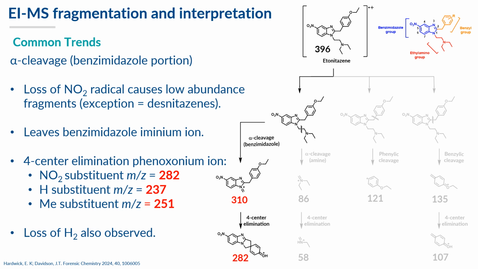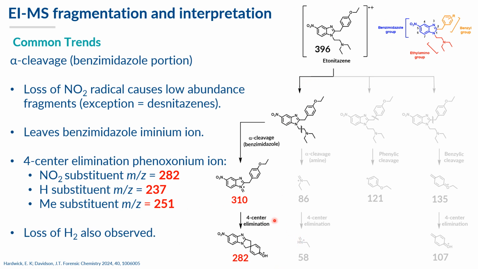If we have an alkoxy substituted nitazene, we can figure out the substitution on the benzimidazole by combing the baseline for benzimidazole fragments from the alpha cleavage. Remember that alpha cleavage occurs here between the amine group and the benzimidazole core. The alpha cleavage leaves this low abundance benzimidazole ion and then can further fragment through four-center elimination to this phenoxonium ion. Again, methoxy groups cannot undergo four-center elimination, so 282 will not be present in the spectrum of a methoxy substitution.